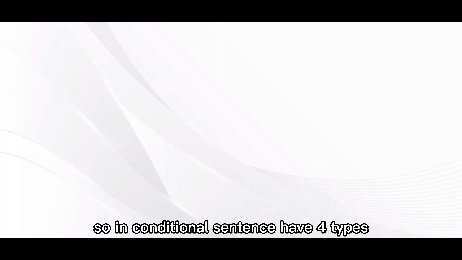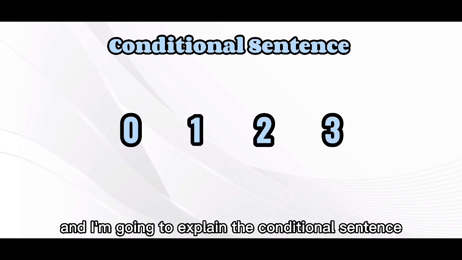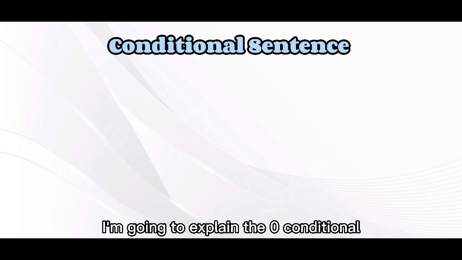So next, I'm going to explain about conditional types 0 and 1. A conditional sentence has 4 types, just like Rizky Awalia mentioned before: conditional 0, 1, 2, and 3. And I'm going to explain conditional sentence types 0 and 1. So the first is the 0 conditional.